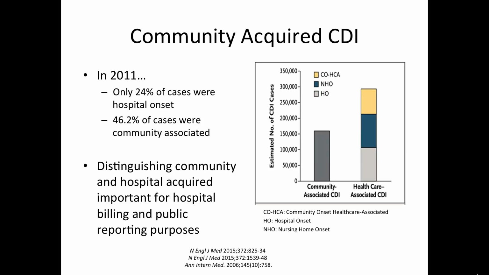Interestingly, in this same review, they outlined that 46.2% of cases now were community associated and did not have any healthcare exposure. So I think we have an increasing reservoir of C. diff infection and C. diff cases outside of the hospital borders, and that's important as we move forward. And it's also important to distinguish community and hospital-acquired cases, not only for kind of the treatment of patients, but also for things like hospital billing and public reporting purposes.